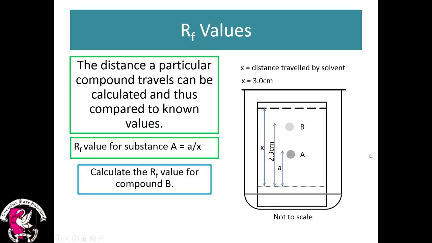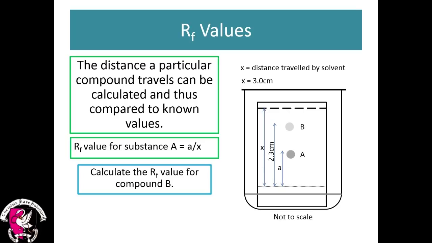So what we do is we measure the distance that the spot moved from our baseline, from the line that we started, and we compare it to how far the solvent moved. Okay, so we call this an RF value, and we can calculate it. So the RF value for A would be little a, the distance of this, divided by the distance of x, so how far the solvent moved. In this case, it would be whatever distance this is divided by 3 centimeters, and that would give us the RF value for A.